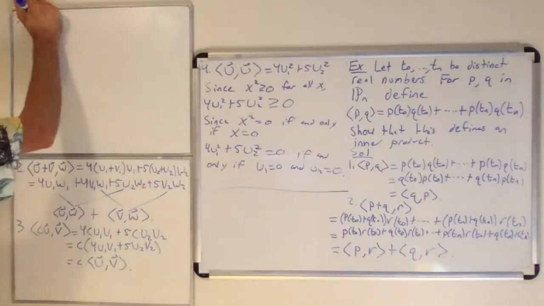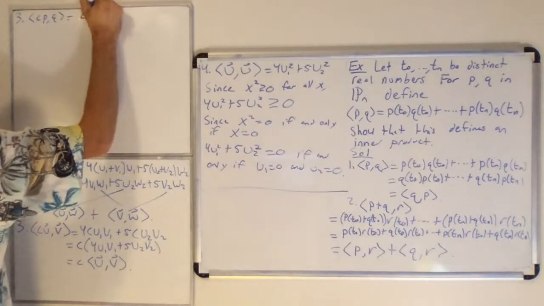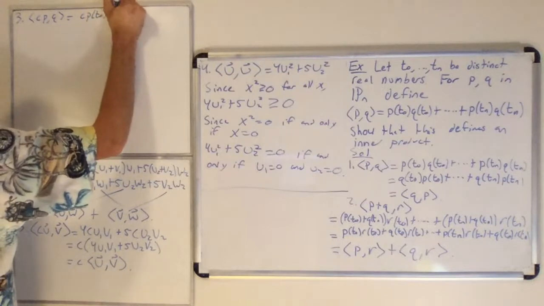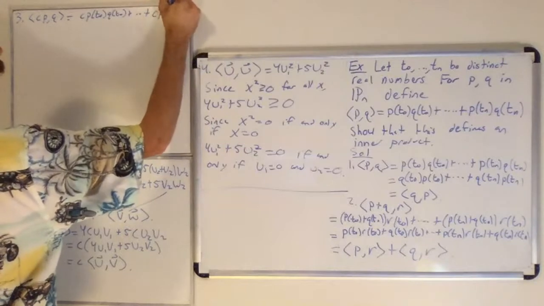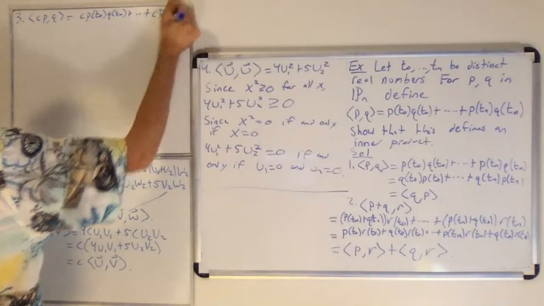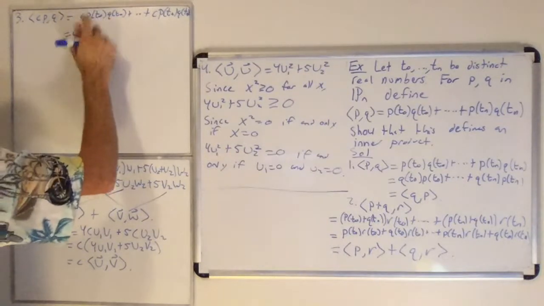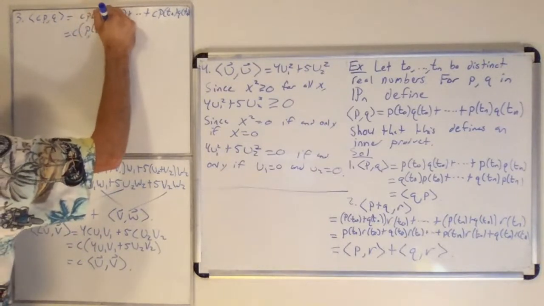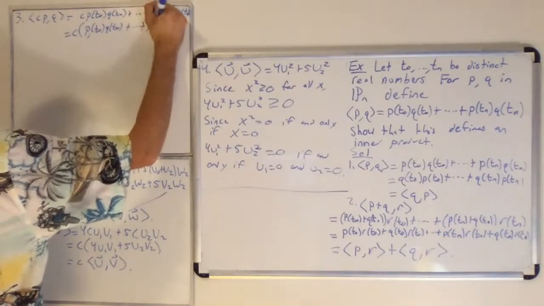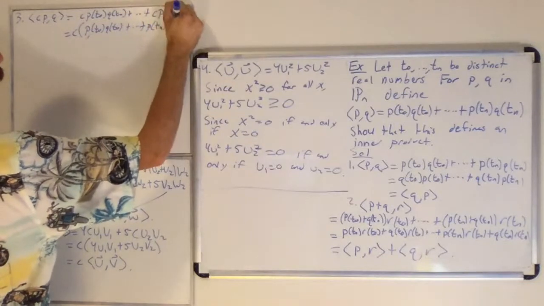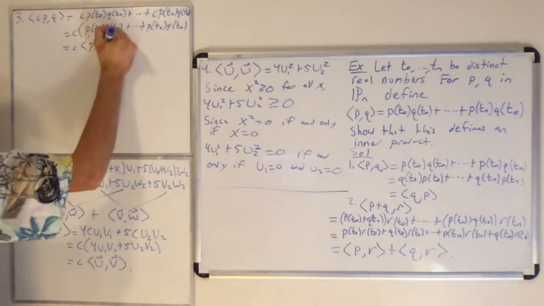That's a scalar, right? So we want to show that Cp times Q, which is equal to Cp of T0 times Q of T0, well, we can factor out the C. And we're left with C times PQ.